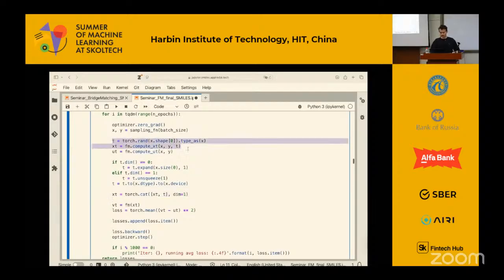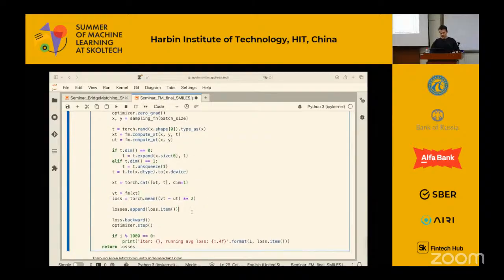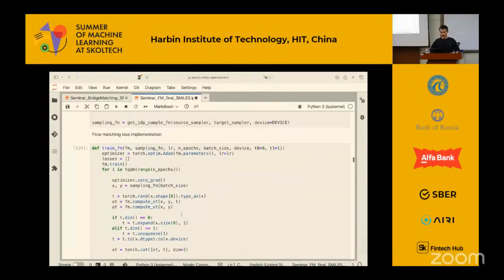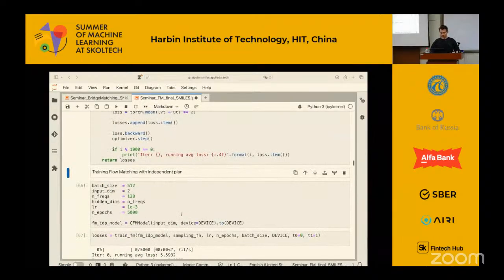Yeah, so basically that's all you need. Then you do some technical stuff to infer your neural network, get a prediction for a vector field, and then just optimize mean squared error loss. So like a very, very simple algorithm. And yeah, for training, that's it. So very, very simple. And yeah, so let's train flow matching.